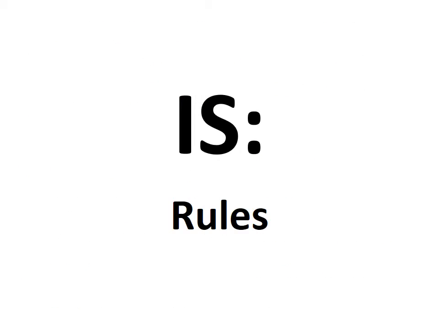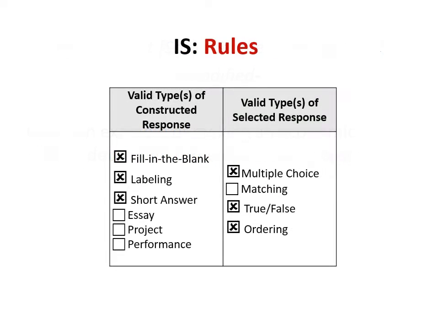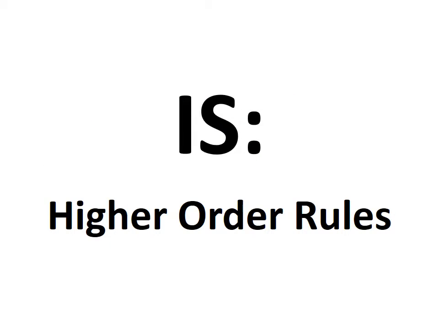Okay, rules. Sorry about that. Where were we? Oh yes, here is a modified third grade standard: determine costs. It's a rule, and you can see from the guide what types of items are most appropriate for rules. So here's an example. List 3 opportunity costs resulting from your decision to buy a new Nintendo Wii gaming system. That would be a short answer, constructed response item, and it would be appropriate for a rule.